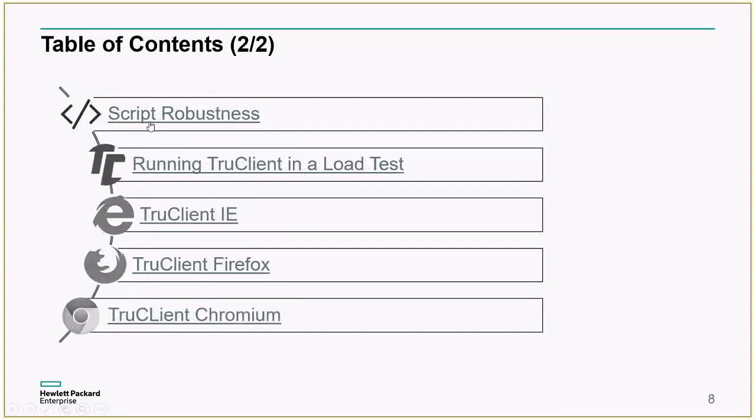Some tips regarding script robustness. We talked about it, that in a single user, usually it's much easier to create a script and make sure that it runs, while when running with multiple virtual users over a longer period of time with many iterations, it is much more complicated. So a word about how to make it more robust. Some tips regarding running TruClient in load mode, and a word about each one of the browsers. This is pretty much it.